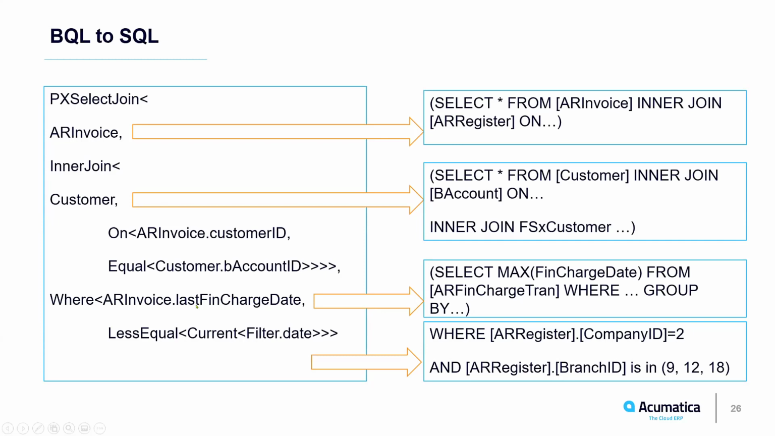A lot of things. That field is, in fact, a special field that has a special attribute on it that will generate a subselect. So the select would look something like that. Select max fin charge date from AR fin charge run table where blah, blah, blah, group by blah, blah, blah. So that is a complex select with grouping that will be introduced inside your SQL query. And another thing, things can happen to that query. So in fact, having a simple BQL doesn't guarantee that you have a simple SQL as a result.